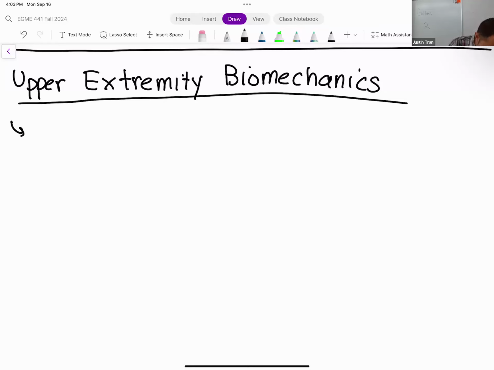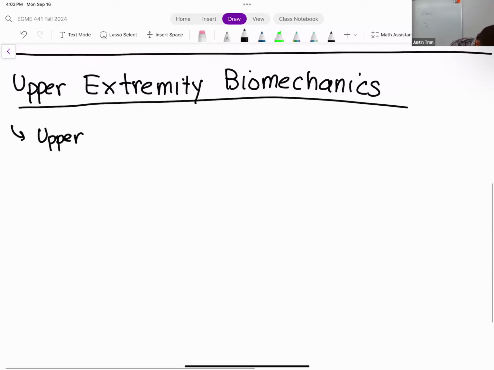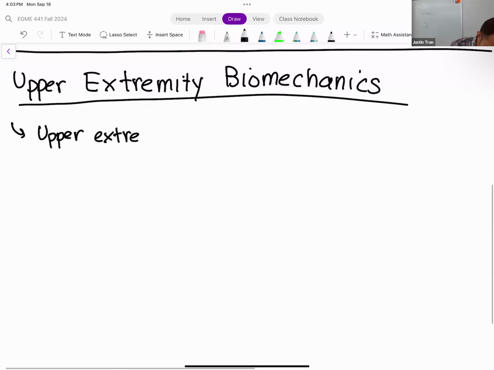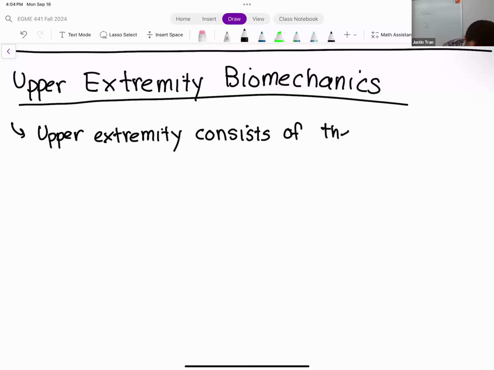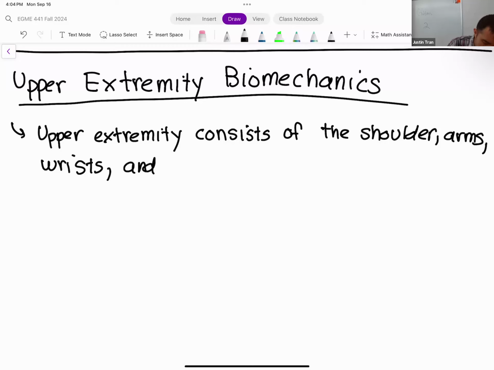So the upper extremity. I call it the upper extremity, but really it's mostly just your shoulders and your arms. So that's your shoulder, your arms, your wrists, and your hands. And of course, the hands also include your fingers as well.